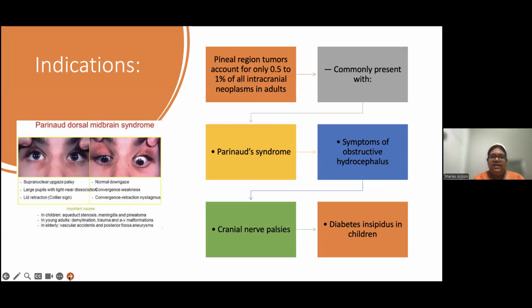So what are the indications to operate? Pineal region tumors account for only 0.5 to 1% of all intracranial neoplasms in adults. They commonly present with Parinaud syndrome, symptoms of obstructive hydrocephalus, cranial nerve palsies, and diabetes insipidus in children.